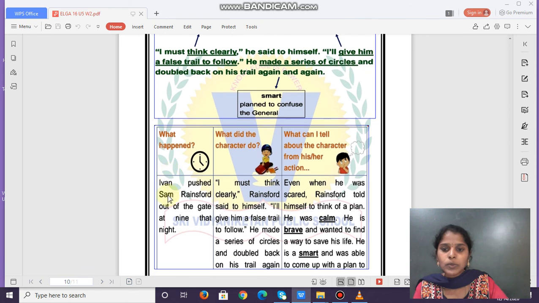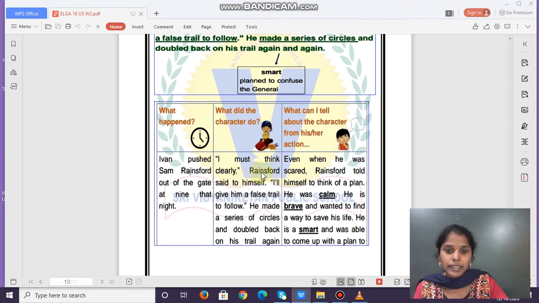What happened in this story? Ivan pushed Sam Rainsford out of the gate at night. Next, what did the character do? I must think clearly, Rainsford said to himself. I will give him a false trail to follow. He made a series of circles and doubled back on his trail again. Here, what happened? He made a false trail to follow.